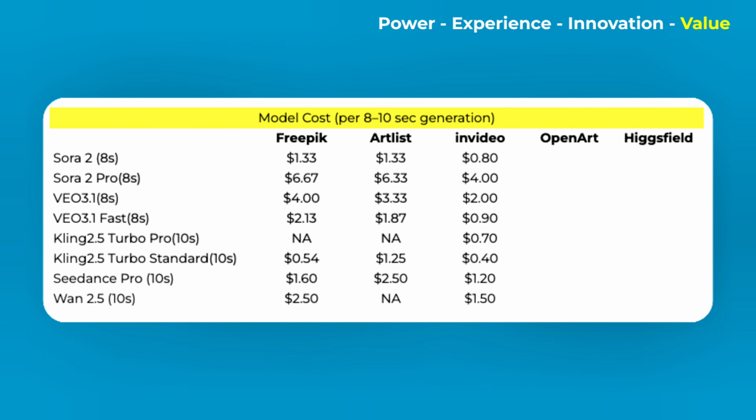Finally, when we look at the pricing data, the aggregator model seems to offer better unit economics. Across the board, the cost per generation is lower than the standalone competitors. For Sora 2, the cost is 80 cents per generation here, compared to the $1.33 average we saw on Freepik and Artlist. That is a roughly 40% reduction in operating costs.